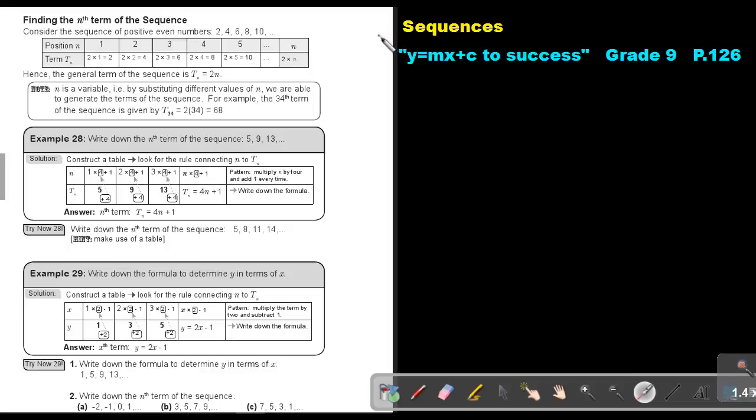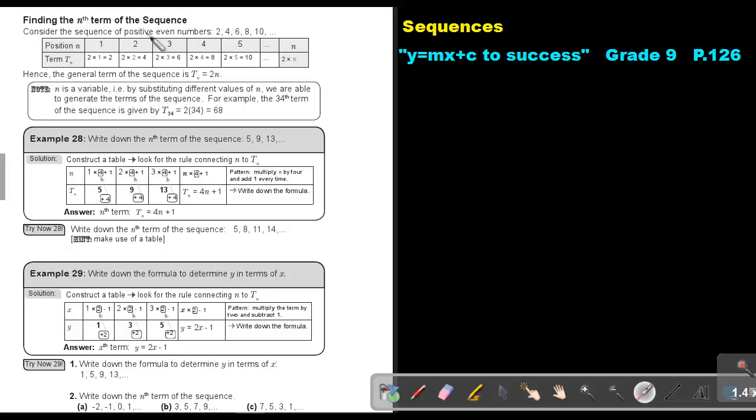Part 17. We are going to continue with sequences. You will find this on page 126 in the Namibian Mathematics Grade 9 textbook, y equals mx plus c to success. We are going to focus on finding the nth term of the sequence.